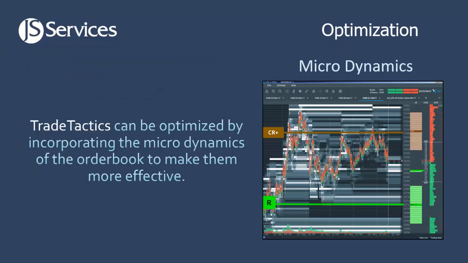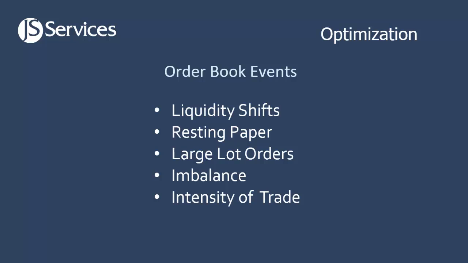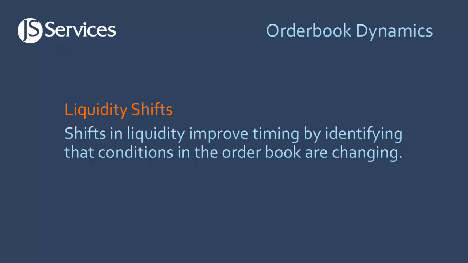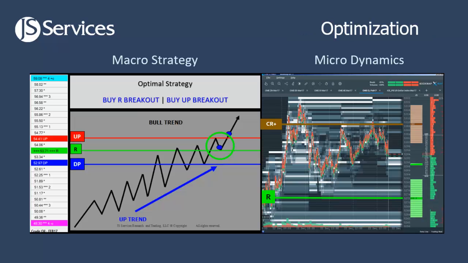Trade tactics can be optimized by incorporating microdynamics to make them more effective. Specifically, order book events, being liquidity shifts, resting paper, large lot orders, imbalance, and intensity of trade. Liquidity shifts: shifts in liquidity improve timing by identifying that conditions in the order book are changing. Having a macro strategy foundation provides clarity in the microdynamics during real-time order book events.